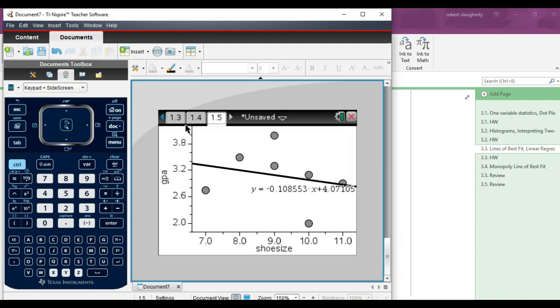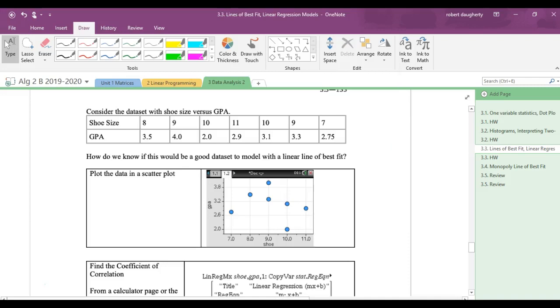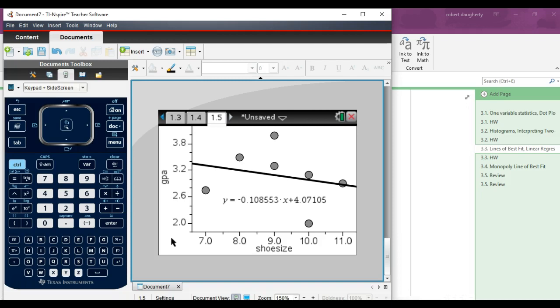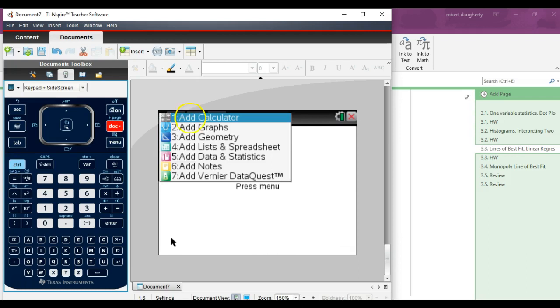Okay, so there is my linear model right here. So negative 0.108 something, is that right? Negative 0.108553x plus 4.0107105. Okay, so that's my linear model. So if I go back to what they're asking me here, I've got the data. How do I know if it's a good model or not? What do I have to find? Yeah, the R value.